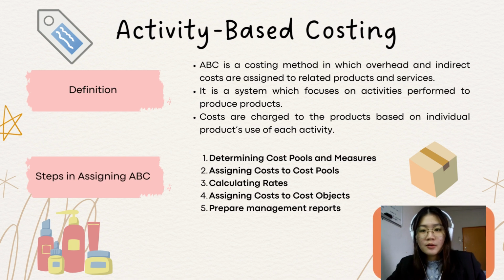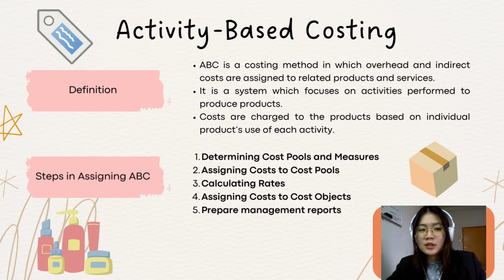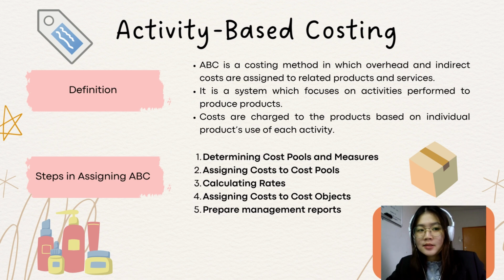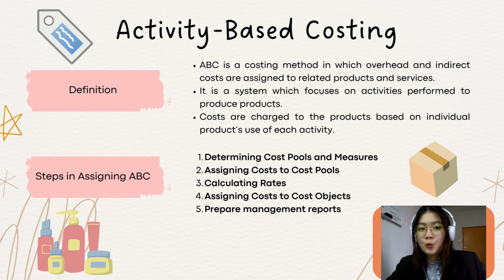Alright, so now I'm going to move on to the definition of ABC. ABC is a costing method in which the overhead and indirect costs are assigned to related products and services. It is a system which focuses on activities performed to produce the products. Costs are charged to the products based on individual products' use of each activity.